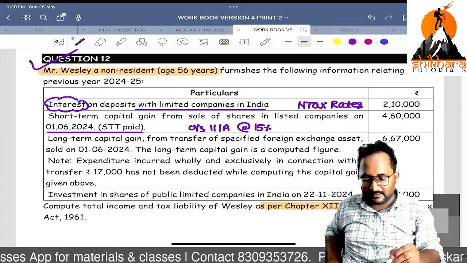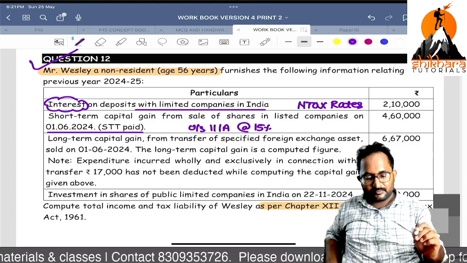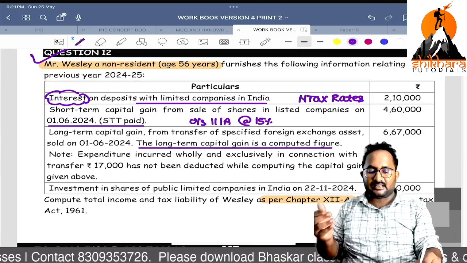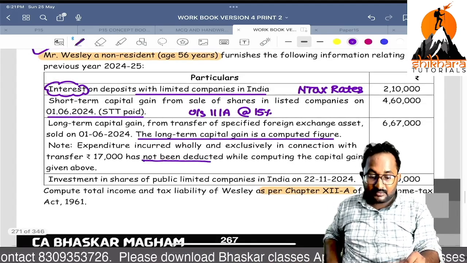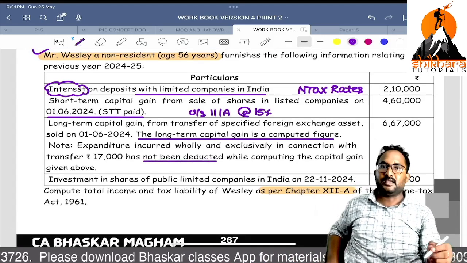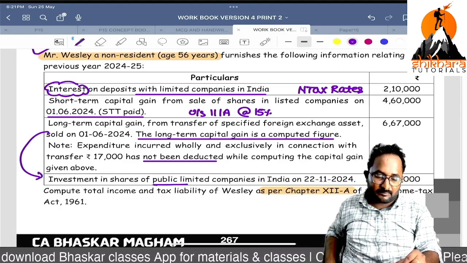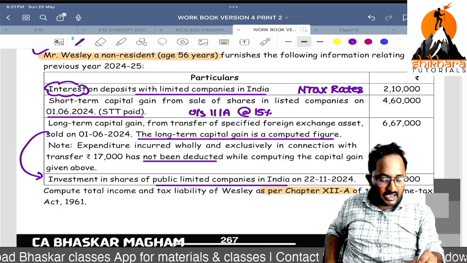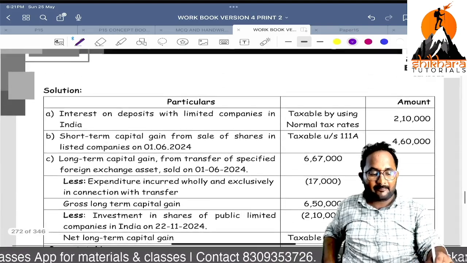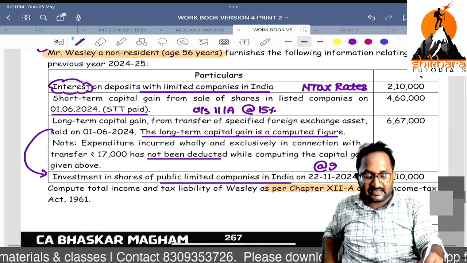On or after, we can apply what, ma? 20%. Next, long term capital gain we got, sir, but they are given the long term capital gain amount. Yes, transfer of foreign exchange. So the long term capital gain is a computed figure they are saying, but transfer expenses not deducted. Now you can deduct the transfer expenses from the capital gain amount. From that, we invested some amount in that what, ma? Public company shares in India. Now you are eligible to take the exemption. Finally, you will get the capital gain. How much, ma? 4,40,000.